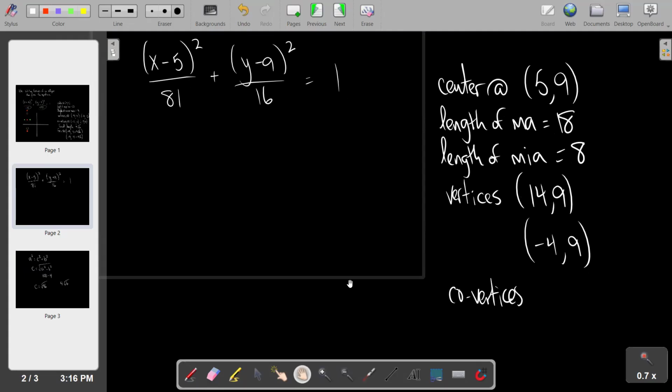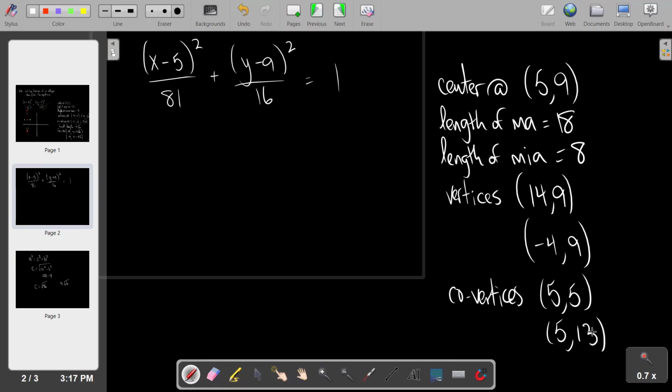So we reset back to 5, 9, and we understand that the co-vertices are going to be to the north and the south this time. And how far up or down do we have to go? 4. 4, half the minor axis, right? And so if I go up 4, the y coordinate changes. What do I get? 5. 5, 5 is the low one. And 5, 13 is the upper one. And once we survive that, now it's just all about C.